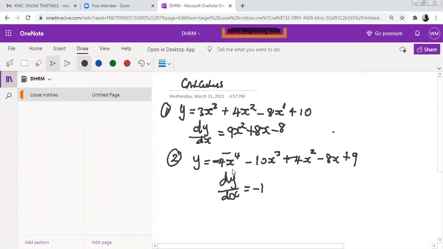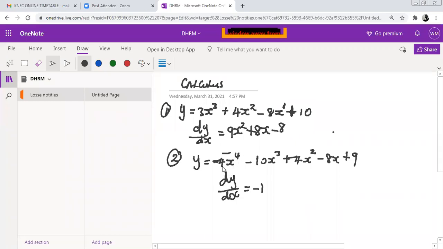In number 1, the equation is y equals 3x cubed plus 4x squared minus 8x. And then what is the 4 and 10? This is plus 10, not 410. But you can remember that when we differentiate a constant, the constant disappears. That's why we don't have it here.